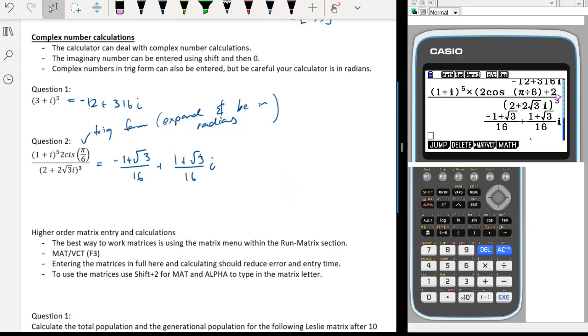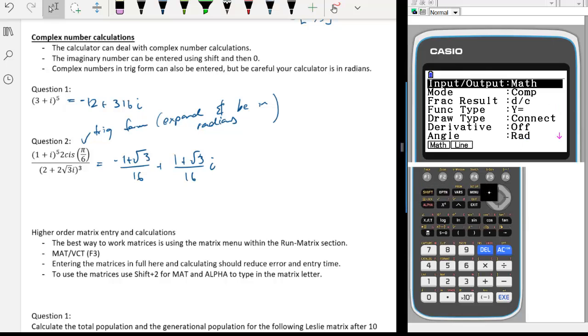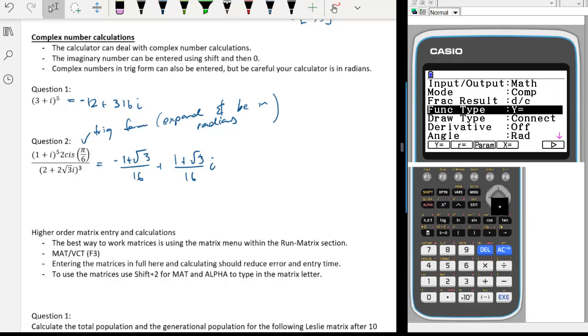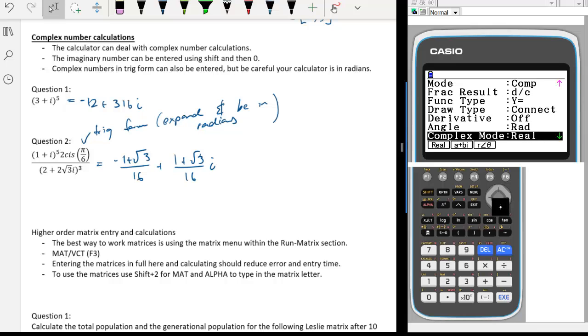Okay, so pretty straightforward complex numbers. You don't have to have your calculator in a complex mode for this to work. So if I go into Shift Menu, you can see when I scroll down that my calculator is still in complex mode real. It only needs to be in that a plus bi mode when we're trying to solve later on, and I'll show you that when we look at solving polynomials over C.